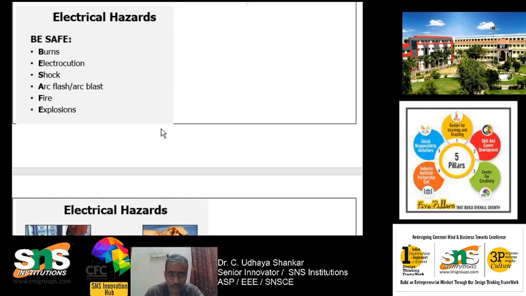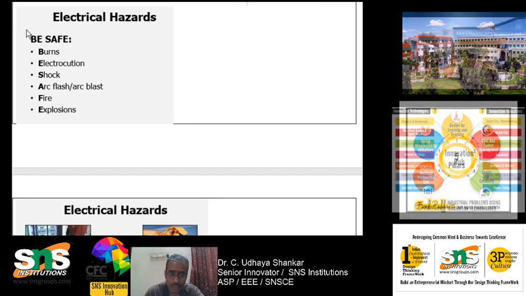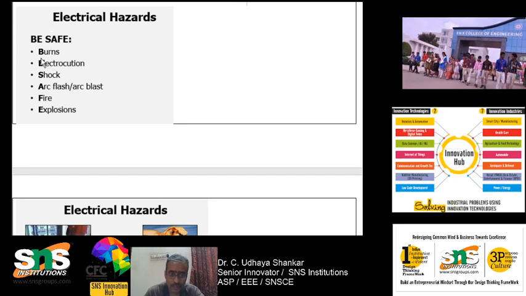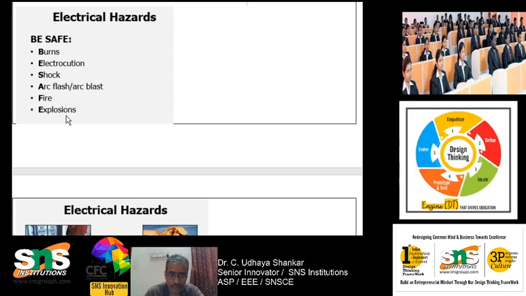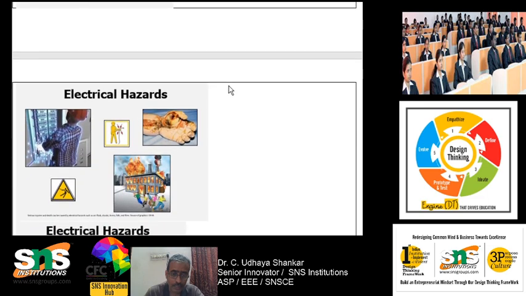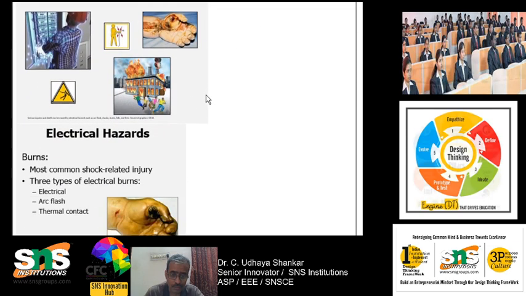Let's now look into the electrical hazards. We have to think about being safe, and this is the thing we have to remember: BESAFE. B is for burns, E is for electrocution, S is for shock, A is for arc flash, F is for fire, and E is for explosion. These are the different types of electrical hazards that we encounter daily. You can see the electrical hazards in this picture.